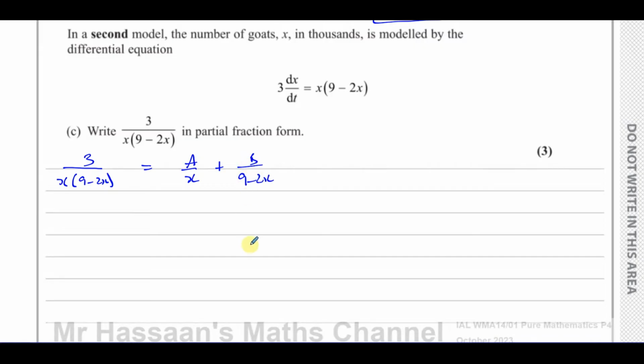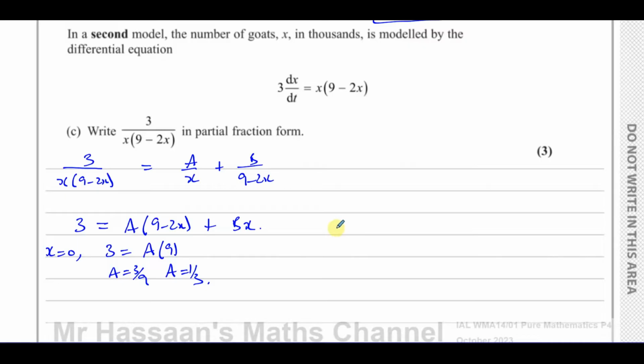over 9 minus 2x. If we multiply through by the denominator, this side will be left with 3, and you'll have a times 9 minus 2x, because the x's cancel, plus b times x, because the 9 minus 2x cancels out. When we put x equals 0, the b term will disappear. You're left with 3 equals a times 9. So a is equal to 3 over 9, so a is equal to 1/3.